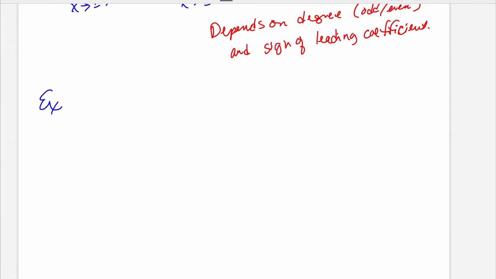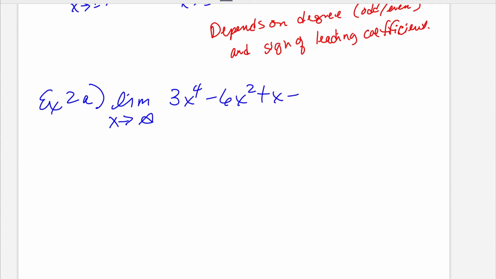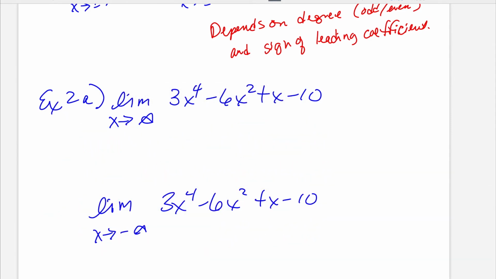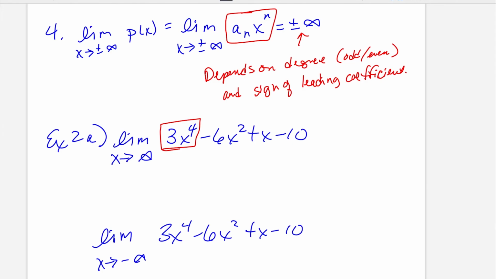If I have example 2a, we want to find the limits as we go to both positive and negative infinity. I want to take the limit as x approaches infinity here of 3x to the fourth minus 6x squared plus x minus 10. I'm also taking the limit as x approaches negative infinity of this exact same thing. All right, I'm going to scoot this down. So here's my first one. I am looking at the lead behavior because that's what this number 4 told us to do.